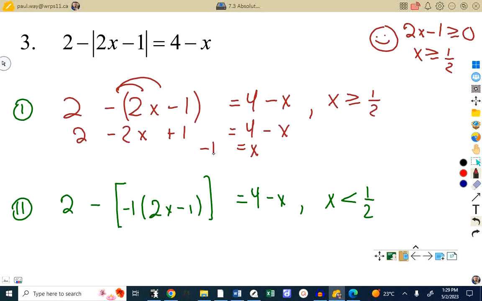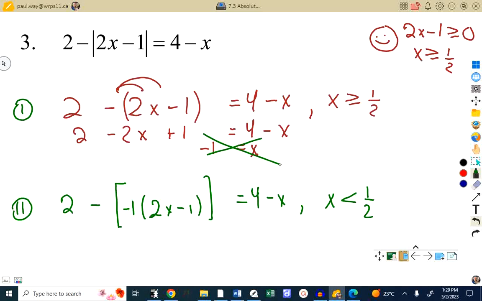Good. Is negative 1 in this domain? Is negative 1 a number that's greater than or equal to a half? Nope. Not a solution. You don't need to put it into the equation to check. It will not be a solution because it's not in the right domain.